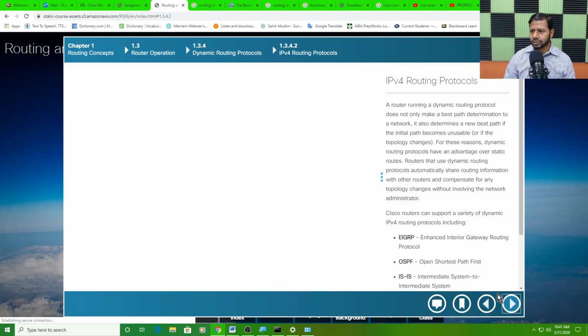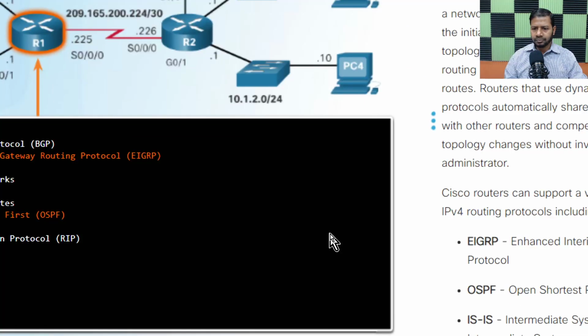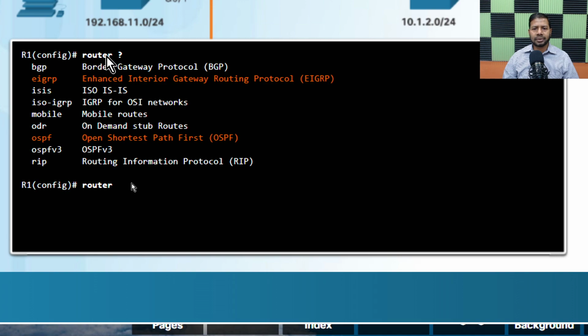Now let's see what we're talking about. How do we configure the dynamic routing? Okay, an example right here. There is a command called the router command. After this command, if you type a question mark, then you see what routing protocols are available for me to configure: BGP, EIGRP, ISIS, ISO, IGRP, all of this. The most common are EIGRP, OSPF, and RIP. These are the three most common ones that we'll be using. In this course, we're probably only going to use RIP, maybe a little bit of OSPF.